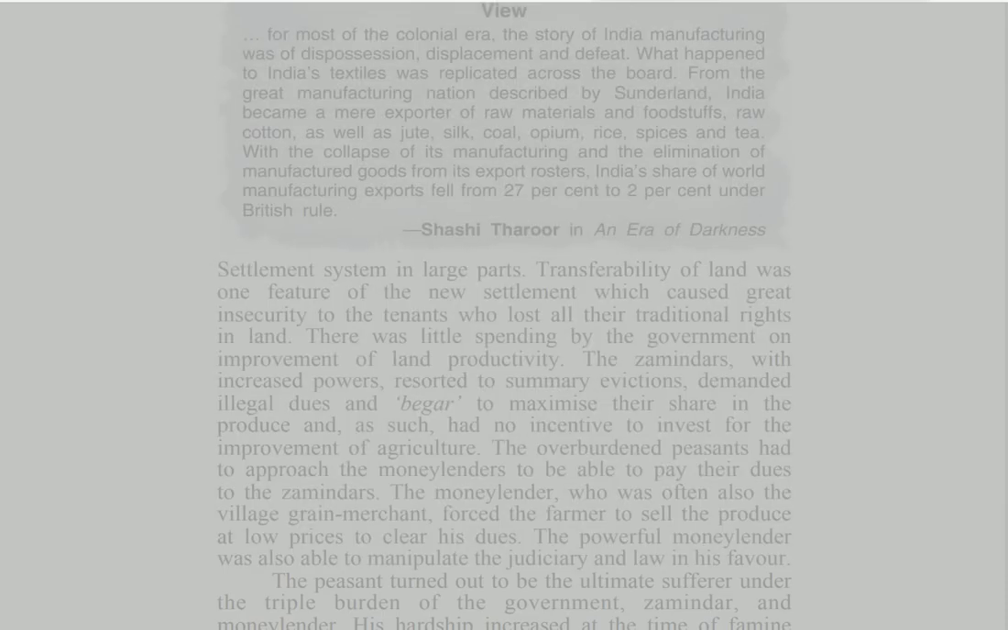For most of the colonial era, the story of Indian manufacturing was of dispossession, displacement and defeat. What happened to India's textiles was replicated across the board. From the great manufacturing nation described by Sunderland, India became a mere exporter of raw materials and foodstuffs: raw cotton, as well as jute, silk, coal, opium, rice, spices and tea. With the collapse of its manufacturing and the elimination of manufactured goods from its export rosters, India's share of world manufacturing exports fell from 27% to 2% under British rule. Shashi Tharoor, An Era of Darkness.